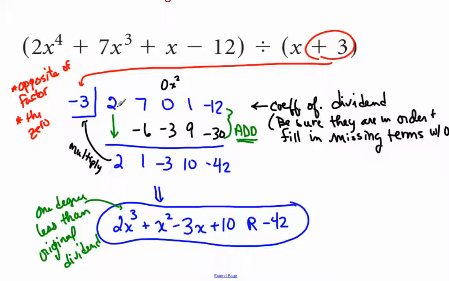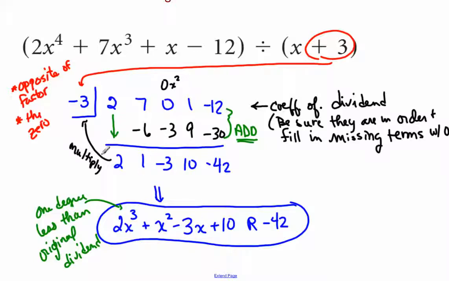The very first step is easy. You drop whatever that first number is. I drop my 2. And then what we do with these numbers down here is we're going to multiply them by this thing in the box. So multiply with the negative 3 gives me a negative 6. We put that in the middle row. Then you add these rows together, and I get a positive 1.